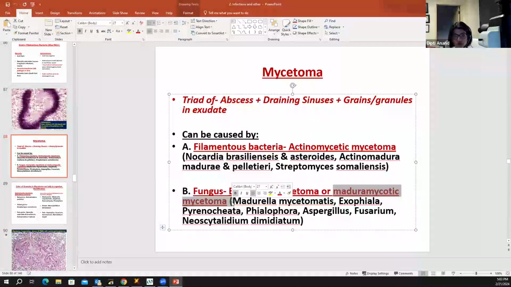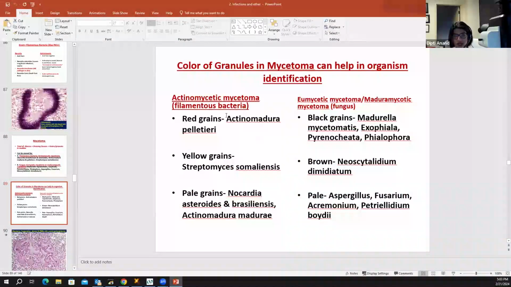The slide that I showed you was this particular organism. The color of the granules being discharged from the sinus will often help you to determine. So this is another slide that you need to memorize. So if it's red grains, it's Actinomadura. Black, which is the most common, is Madurella, which is what that infection was. If it's brown, I cannot even pronounce these, but you will need to learn this.